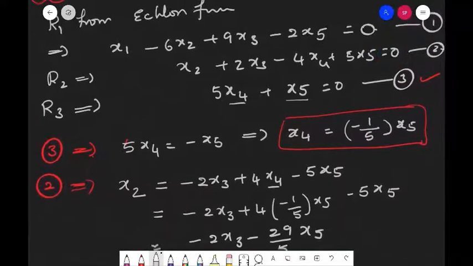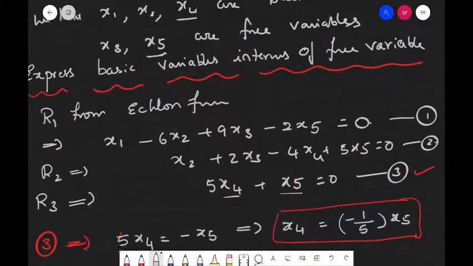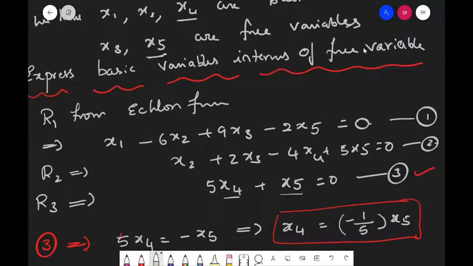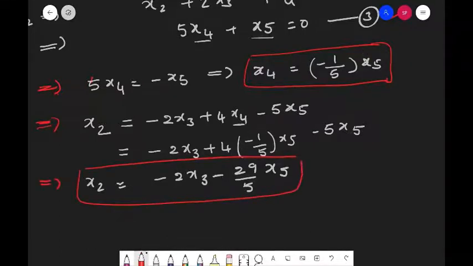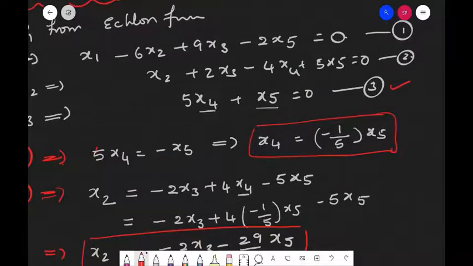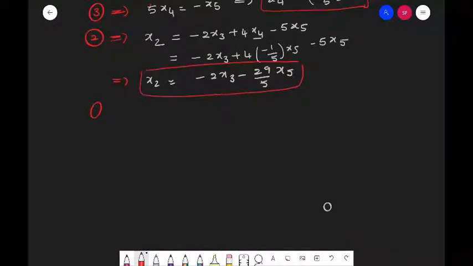So what did I do here? x2, which is a basic variable, I wrote in terms of x3 and x5. That's what we have done. So x4 basic variable I have written, x2 basic variable I have written. What is remaining? The other basic variable is x1. Now let us find out the other basic variable x1.